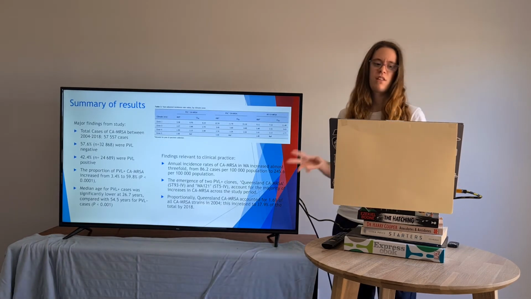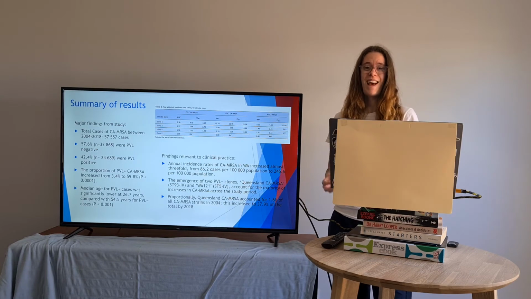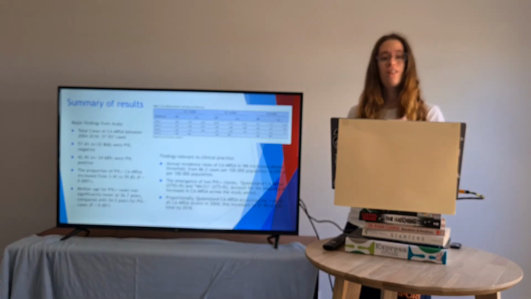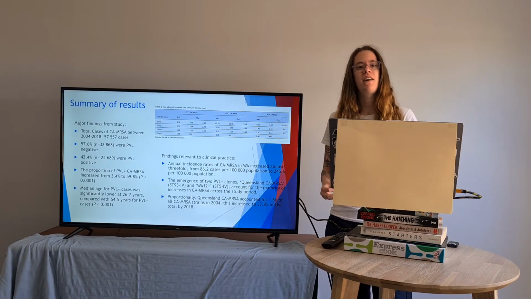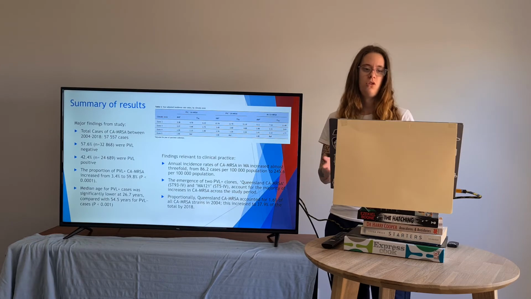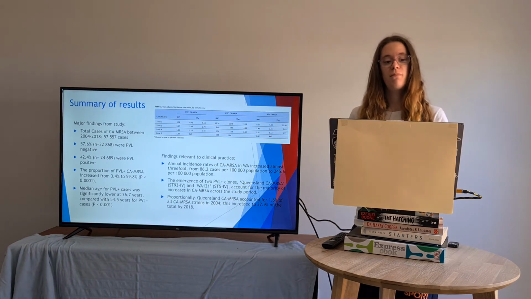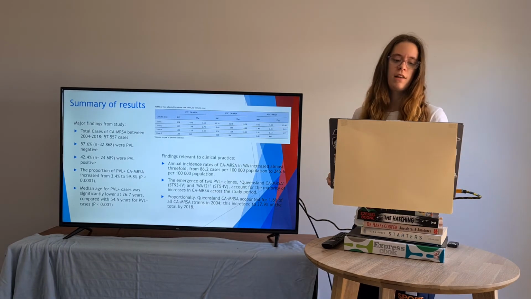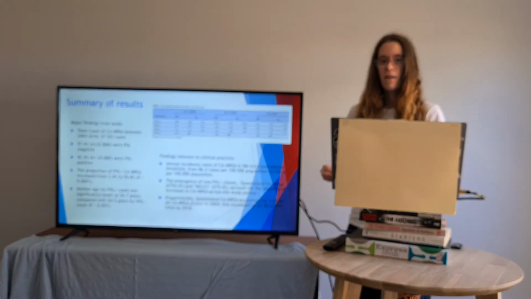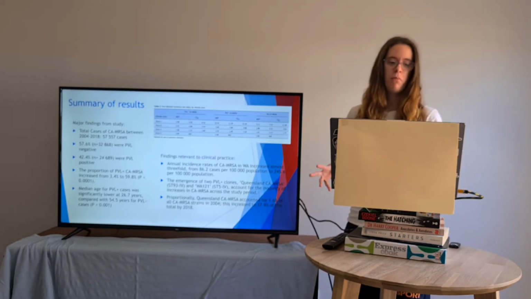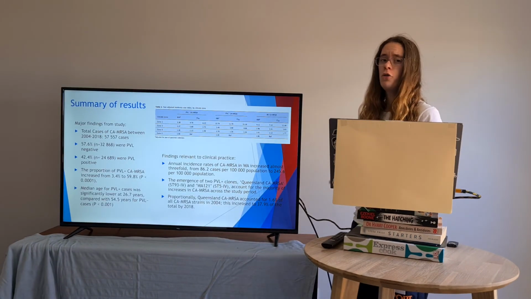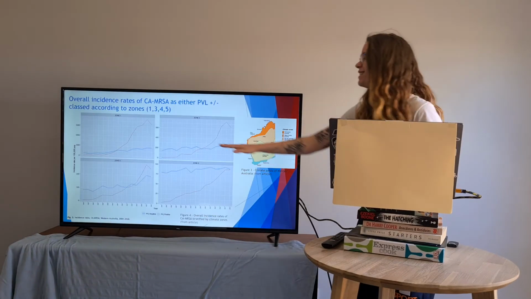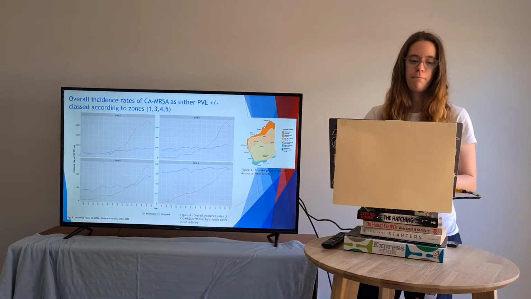Major findings from this summary. The most important thing to take away from this is that there was a total of 5,700,000 cases of CR-MRSA in 2004 to 2018. Of this number, 57.6% were PVL negative and 42.4% were PVL positive. From this, the proportion of PVL positive has increased from a very low 3.4% to 59.8%, which is explained in this very high upward trend here.